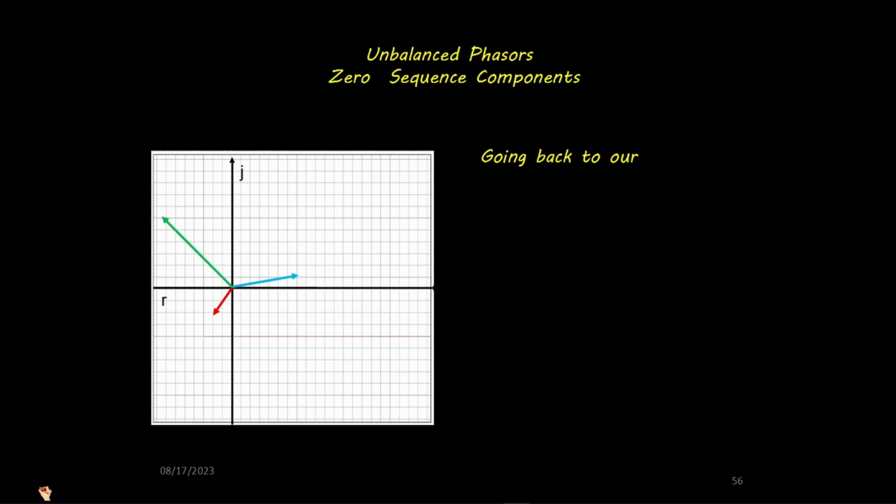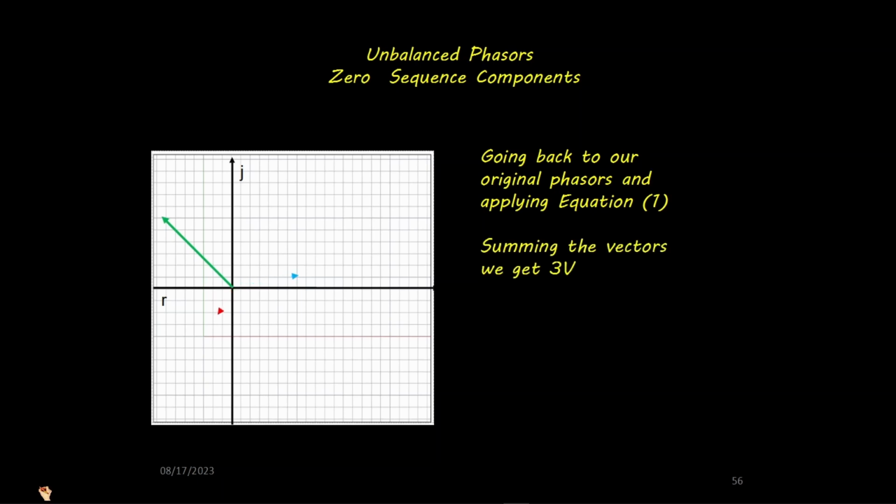Going back to our original phasors and applying equation 1. Summing the vectors, we get 3v0. Dividing by 3, we get v0. Next we are going to cover network connections.